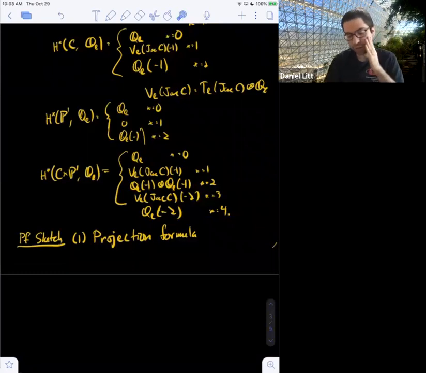So the first thing you know is you can do point counts. That's not so exciting for C times P1, because a point of C times P1 is a point of C and a point of P1, right? So for a product like this, I would say you don't gain that much.